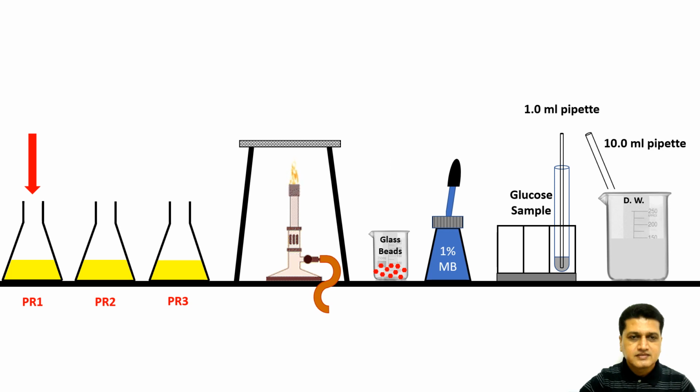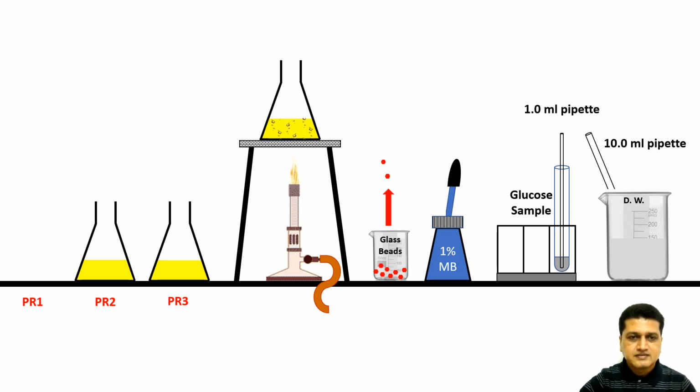Now proceed to take pilot reading 1. Place the flask PR1 on wire gauze set on a tripod stand. Heat the flask to boil the mixture. Add few glass beads to avoid bumping during boiling. Add 1 to 2 drops of 1% methylene blue. This will change the color of mixture from yellow to green.